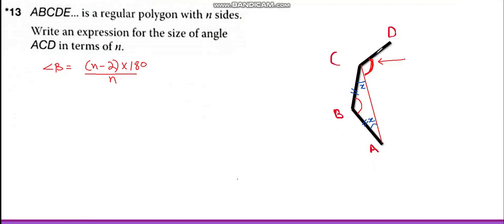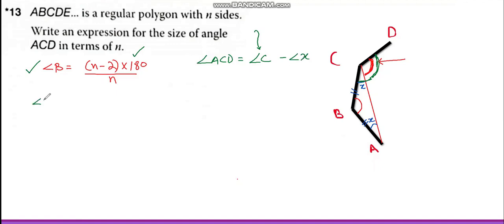Also please observe that the angle at C is also an interior angle of the regular polygon. So if we want to calculate the size of angle ACD, we can subtract the angle x from interior angle C. And we have also created a general expression for the interior angle of this polygon as angle B. So angle B and angle C will be equal in size because they are interior angles of the regular polygon. Now let's figure out the expression for the size of angle x.